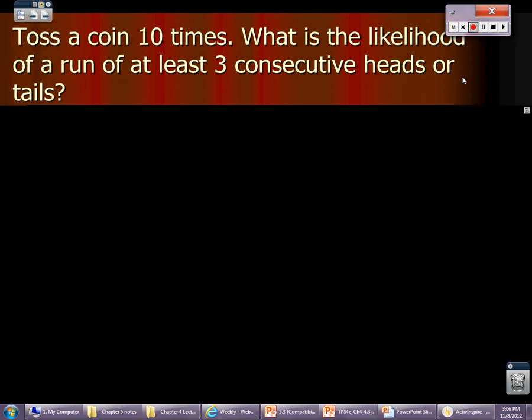Let's toss a coin 10 times. And I want to know the likelihood of a run of at least 3 consecutive heads, so heads, heads, heads in a row out of those 10 tosses, or 3 tails in a row, tails, tails, tails in a row. I don't really feel like actually tossing the coin 10 times in a row. So what I can do is go to a random number generator.